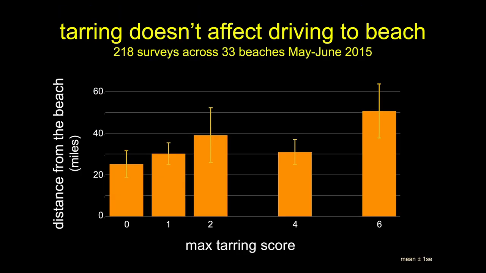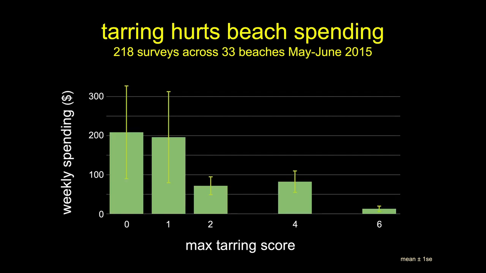Okay, we can also ask how other behaviors might have changed in the wake of the oil spill. This is data from 33 different beaches that we surveyed in the immediate aftermath of the spill. This is our relative score down here of tarring, from no tar at all to heavy tarring, number 6, and how far people drove to get to the beach that day, 0 miles, 20 miles, et cetera. The short answer is there was no significant effect of how far people drove to get to the beach. People drove to a beach, it didn't matter where it was.